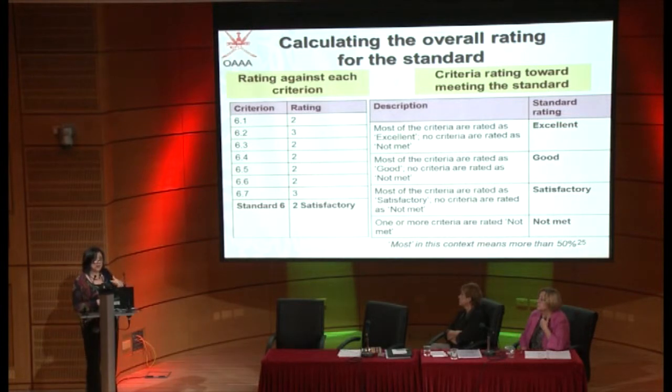And this again will be communicated to stakeholders through the access to data on the OAAA website. Most of the criteria are rated as satisfactory, no criteria rated as not met, which means you may have some criteria as good or as excellent, but overall, the outcome for that standard, the rating, will be satisfactory. And if one or more criteria are rated not met, the outcome will be not met. And this is the institution doing this first of all, and then it will be the panel going through the same process to see whether they agree with the rating of the institution.